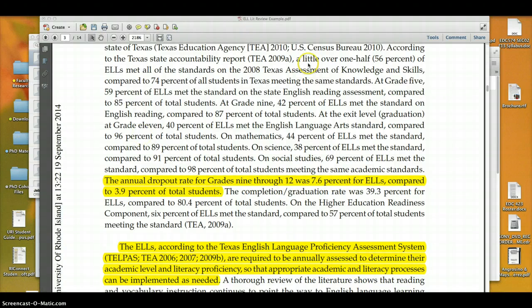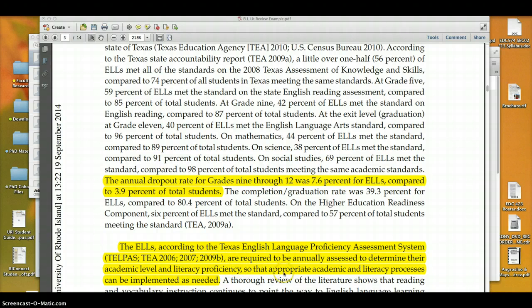So again, the other paragraphs within the literature review also outline potential problems within this area of interest. For example, the annual dropout rate for grades 9 through 12 was 7.6% for ELs compared to 3.9 for total students. Now it's starting to get into the nitty gritty of where this is also problematic in terms of how we're going to shape this literature review.